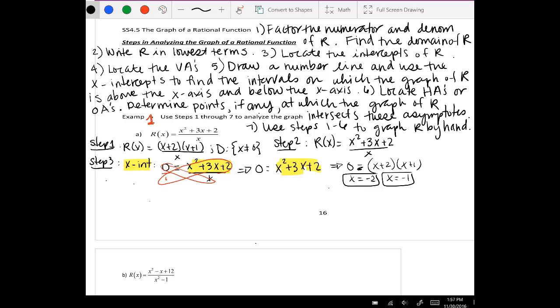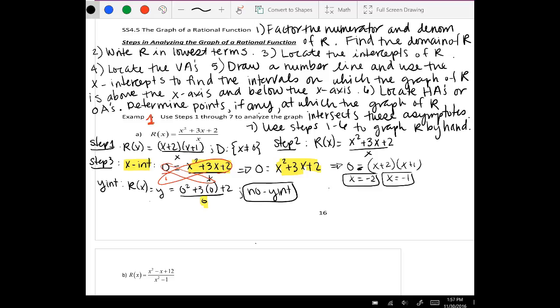I'm also going to find the y-intercept. So y-int. Y-int is when x is equal to 0. So r of x, which is the same as y, is going to be 0 squared plus 3 times 0 plus 2 all over 0. Well, you can't have 0 in the denominator. So in this case, this is not possible, so there is no y-int.